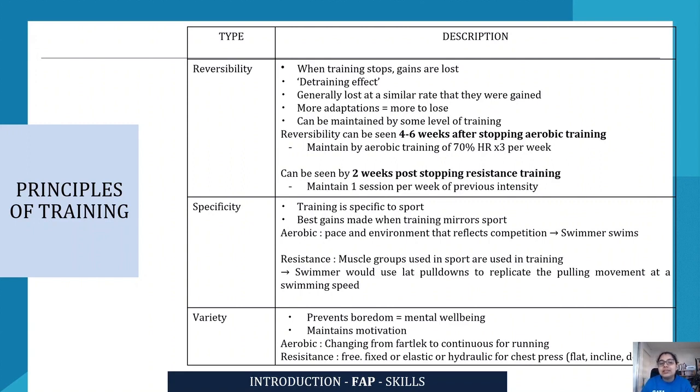Reversibility can be seen 4 to 6 weeks after stopping aerobic training, and we can maintain this by doing aerobic training at 70% heart rate, 3 times per week. We can see reversibility 2 weeks after stopping resistance training, and we can maintain it by doing 1 session per week at the previous intensity. So even if you can't commit to continuing it, you still want to be able to maintain it.